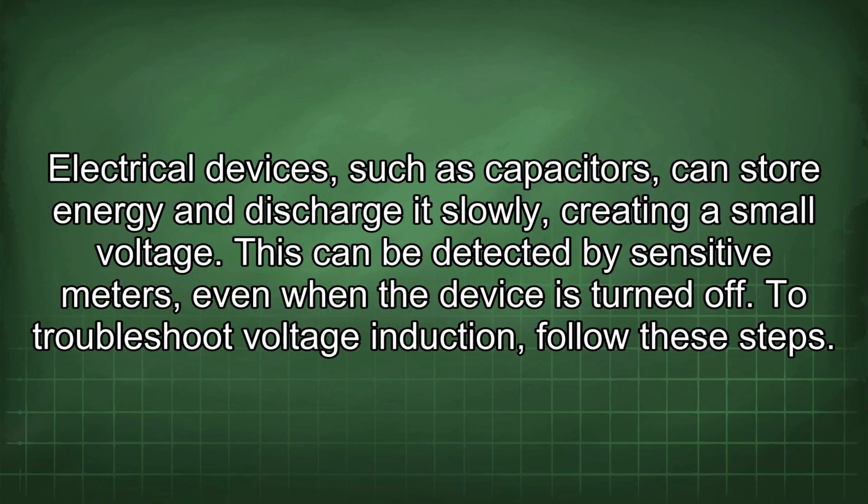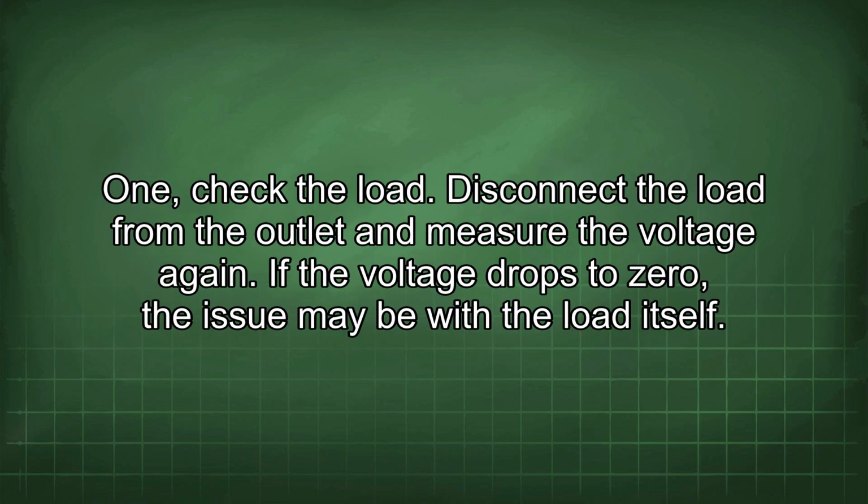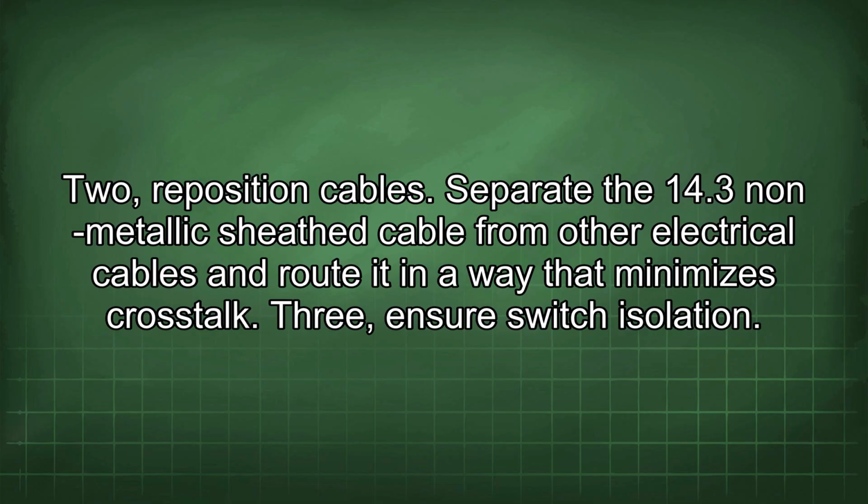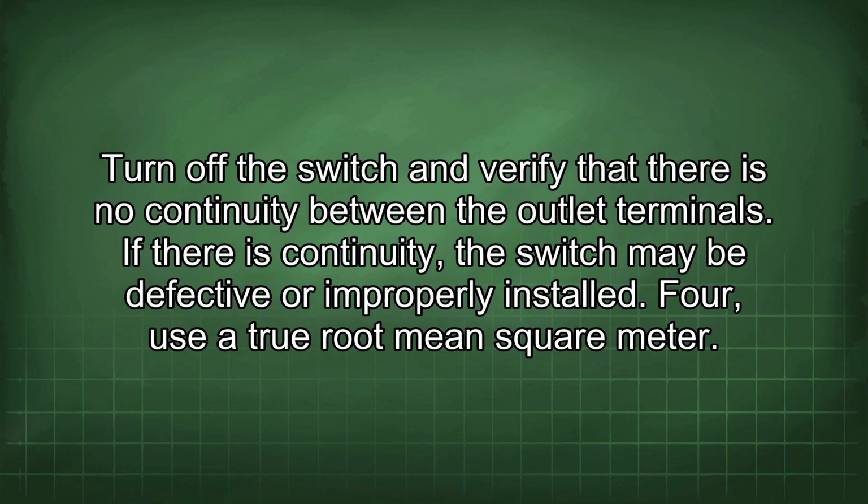To troubleshoot voltage induction, follow these steps. 1. Check the load. Disconnect the load from the outlet and measure the voltage again. If the voltage drops to zero, the issue may be with the load itself. 2. Reposition cables. Separate the 14/3 non-metallic sheath cable from other electrical cables and route it in a way that minimizes crosstalk. 3. Ensure switch isolation. Turn off the switch and verify that there is no continuity between the outlet terminals. If there is continuity, the switch may be defective or improperly installed.